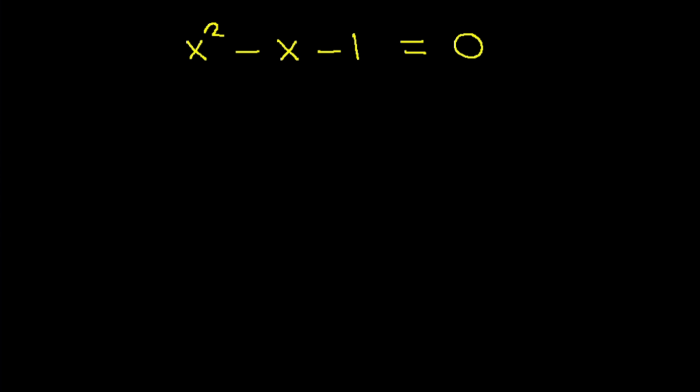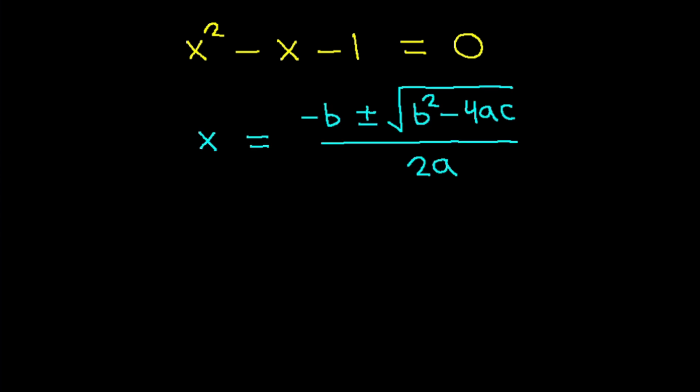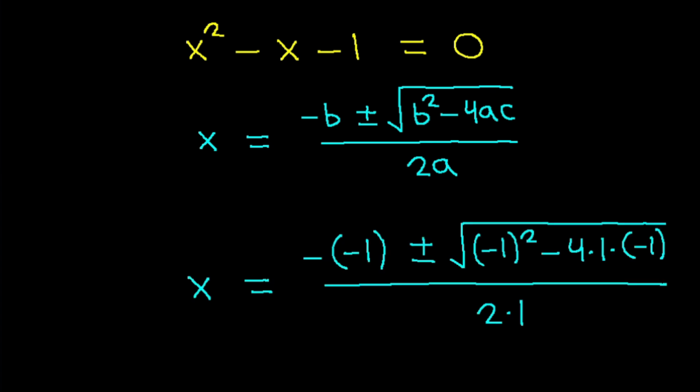To solve this, we use the quadratic formula. x equals negative b plus or minus the square root of b squared minus 4ac, all divided by 2a. Plugging in our values where a is 1, b is negative 1, and c is negative 1, we get x equals negative times negative 1, plus or minus the square root of negative 1 squared, minus 4 times 1 times negative 1, divided by 2 times 1.